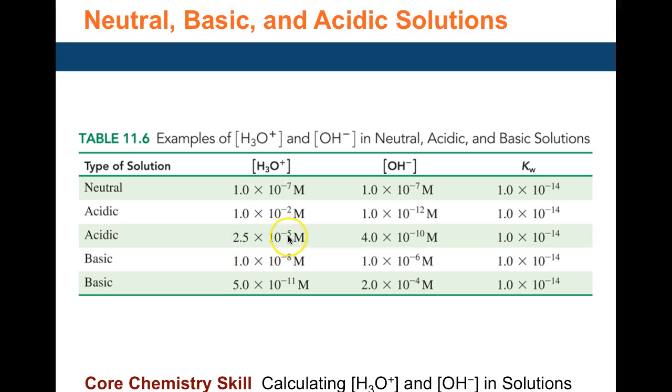So again, 10 power negative 5 is greater than 10 power negative 7, so therefore it is acidic. 1 times 10 power negative 8 is much less than 1 times 10 power negative 7, so it's a basic solution. 5 times 10 power negative 11 is again much smaller than 10 power negative 7, so therefore it's basic.